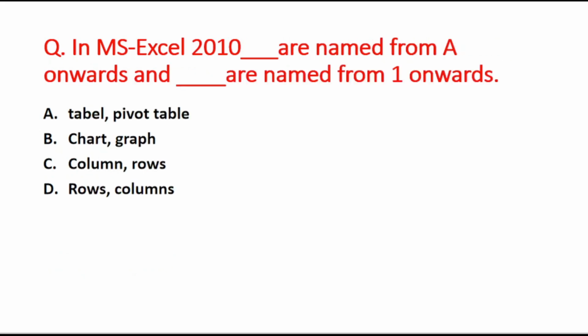Next question is, in MS Excel 2010, blank are named from A onwards and blank are named from 1 onwards. Now try to find out the right answer. Your A option is tables and pivot table, B option is chart and graph, C option is columns and rows, and D option is rows and columns. So I hope that you choose the right option. So the right answer is the option C, that is columns and rows. It means columns are named from A onwards and rows are named from 1 onwards.